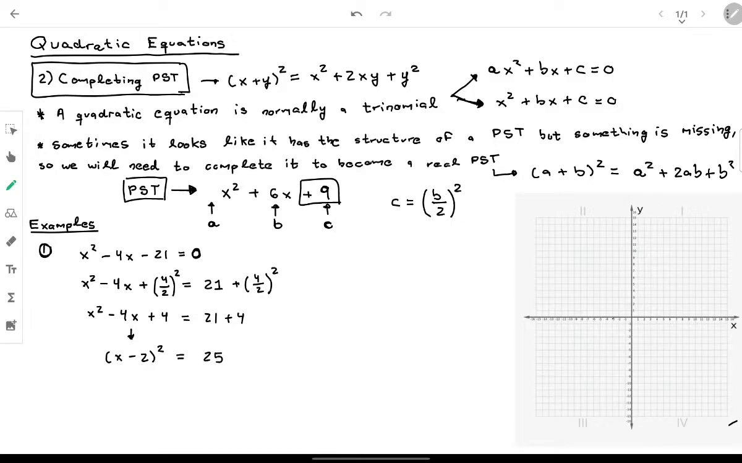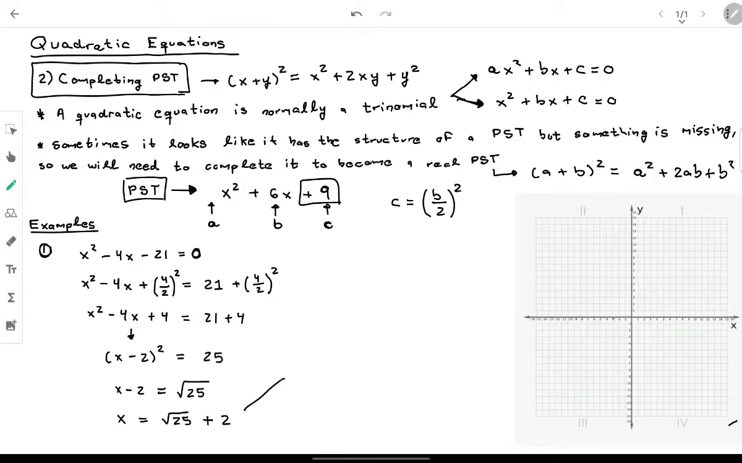Then it's going to be x minus 2. How do I isolate a squared power? We will isolate it with a square root. So after that, it's going to be x equals the square root of 25 plus 2. What happens here?